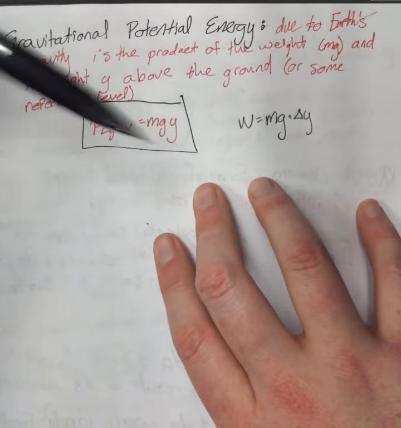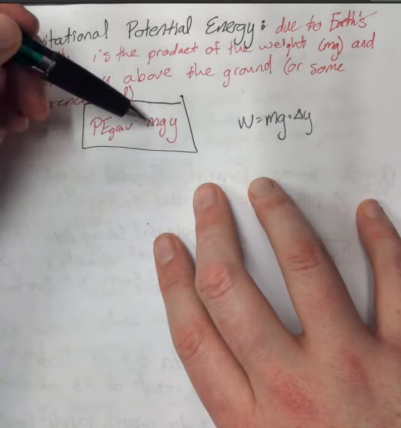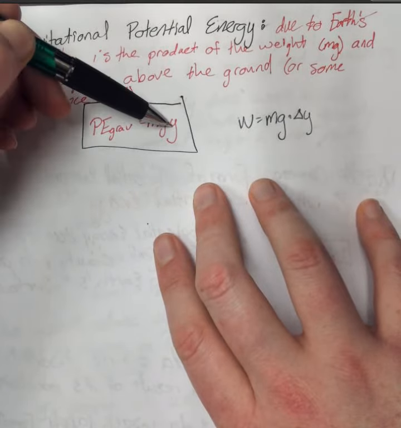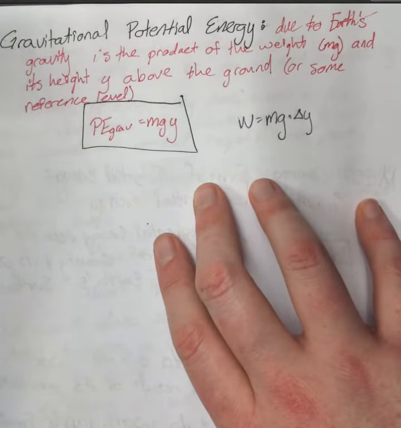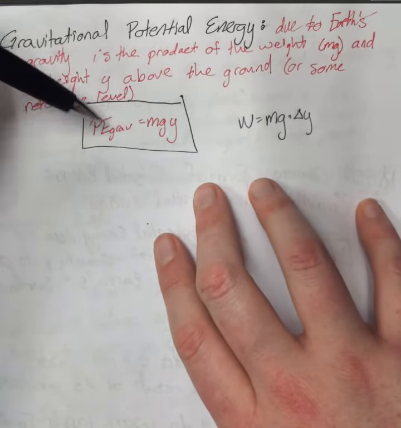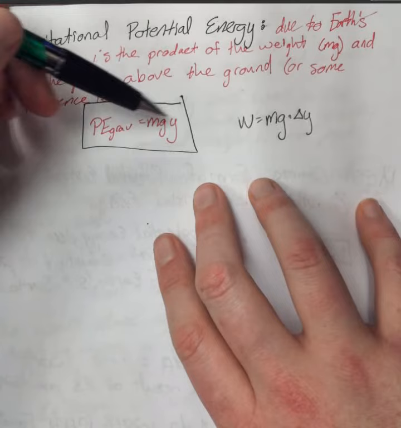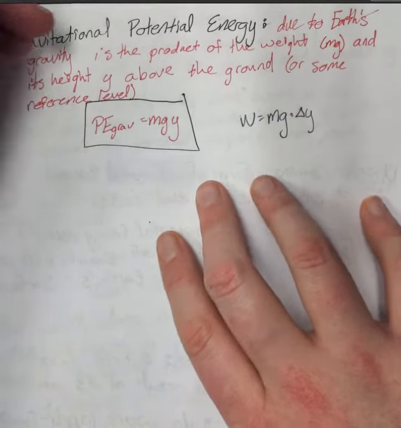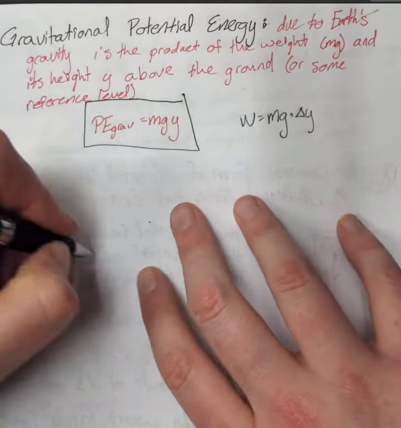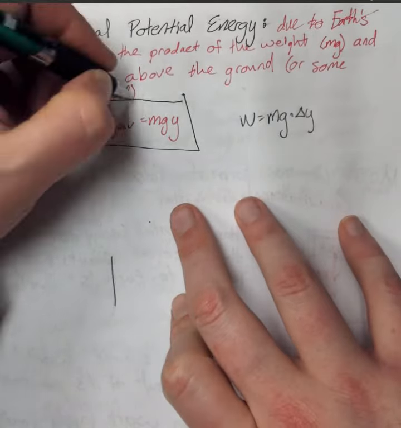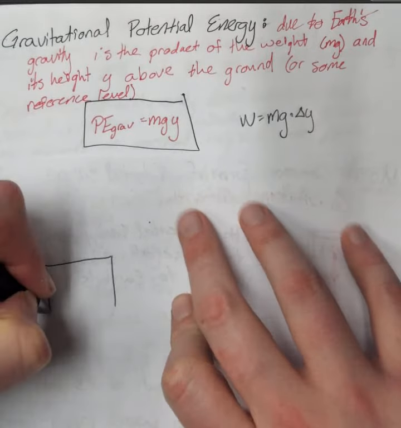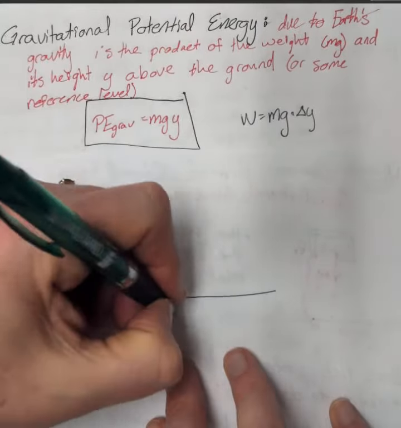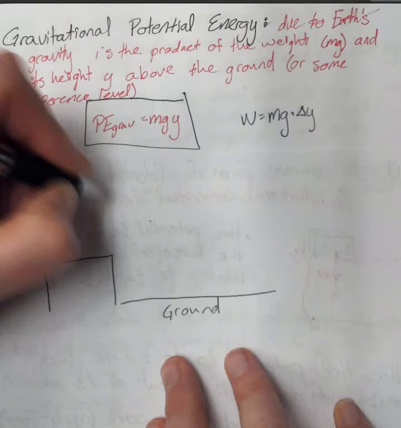So now when you see an object and it has a weight and it's some position above the ground or some other reference level, then you could say, well, this quantity here, mgy, is the potential energy that that object has at that location. So one of the things that I want to point out is that we say the ground or some reference level. All right, and here's why we say the ground or some reference level. So here we'll call this the ground, and here we'll call this a table.